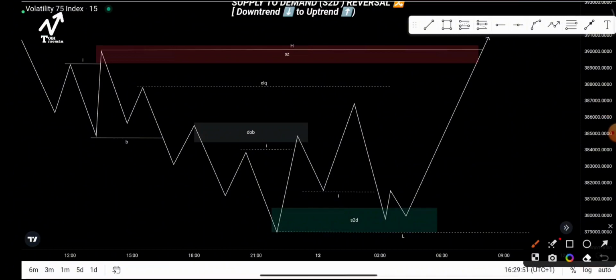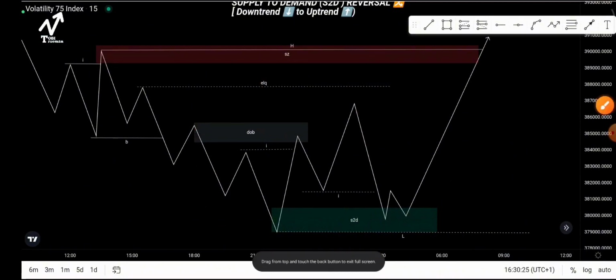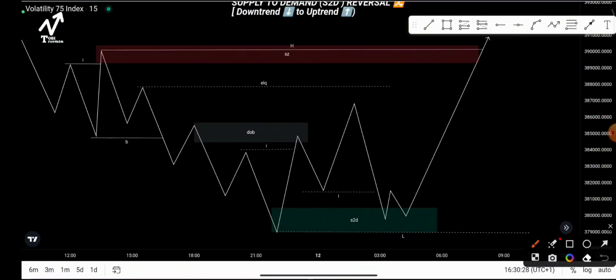If price had entered and mitigated this point, this engineering liquidity, EQ, then this trade would become invalid. Then what we'd be looking for is an entry to trade to the downside, to continue the downtrend. But when this supply to demand signal came, price did not tap on this extreme liquidity, which is engineering liquidity, and price did not tap on this extreme order block.